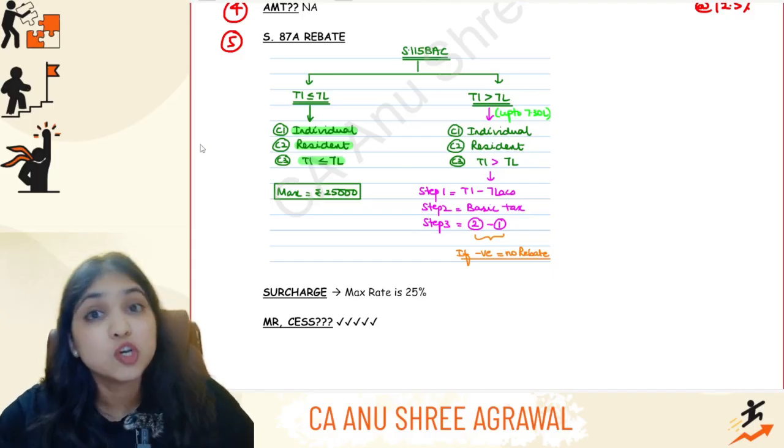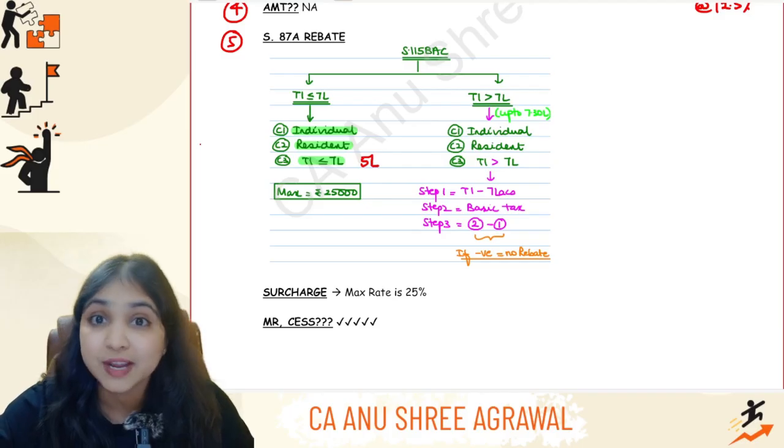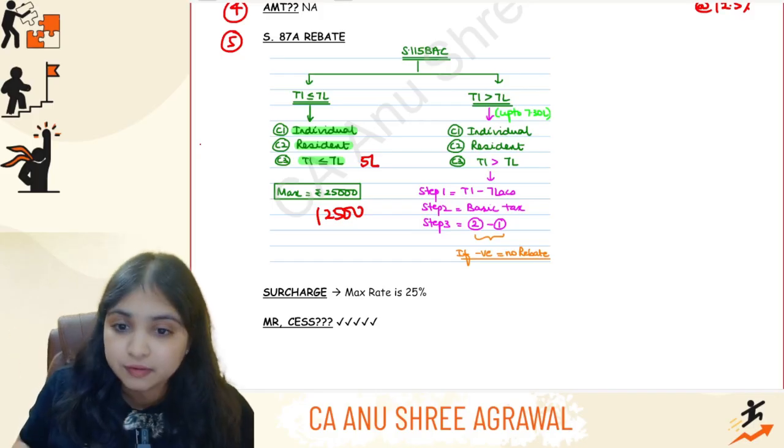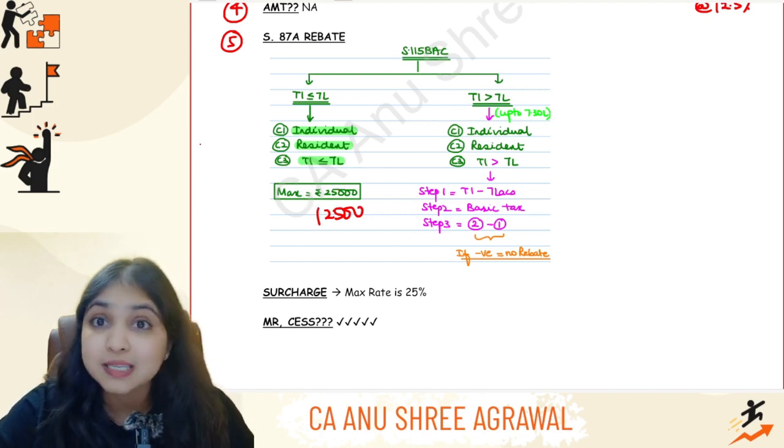See, if this was a normal regime, then instead of 7 lakh total income, you would have had a 5 lakh limit, right? Total income has to be within 5 lakhs. Maximum rebate you will get is 12,500. This is as per the normal regime. But under 115BAC, total income limit is 7 lakh, not 5 lakhs. And the maximum rebate is double.